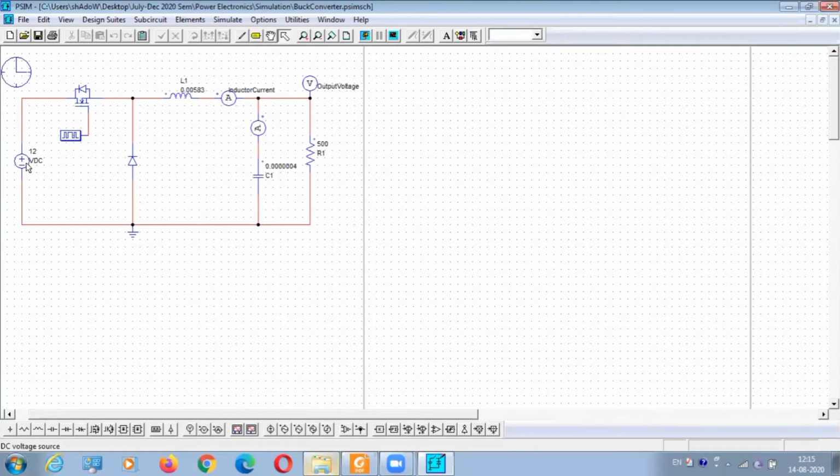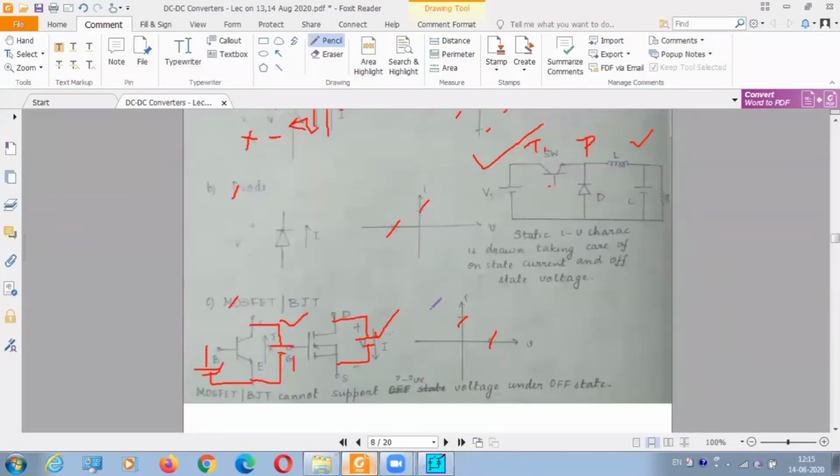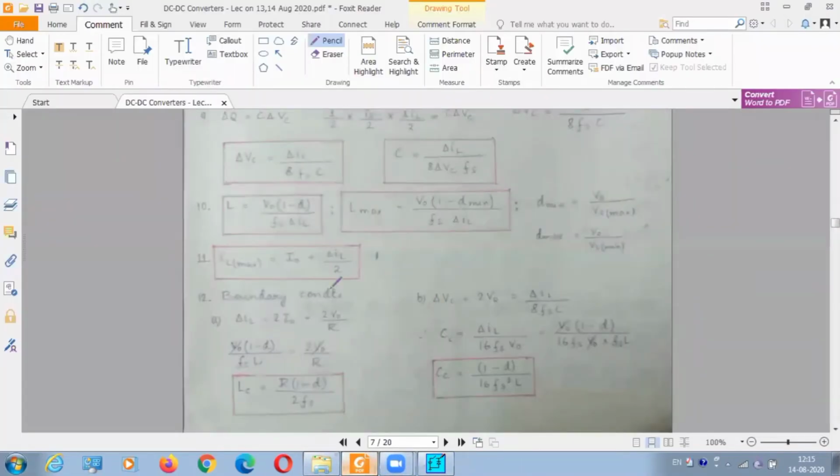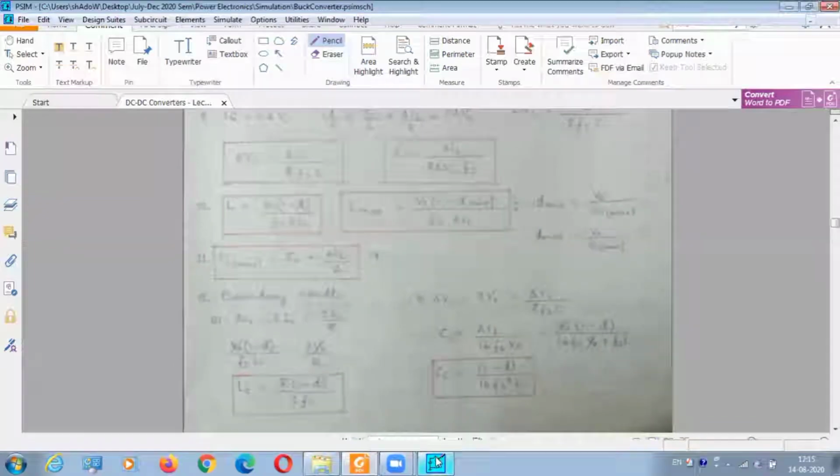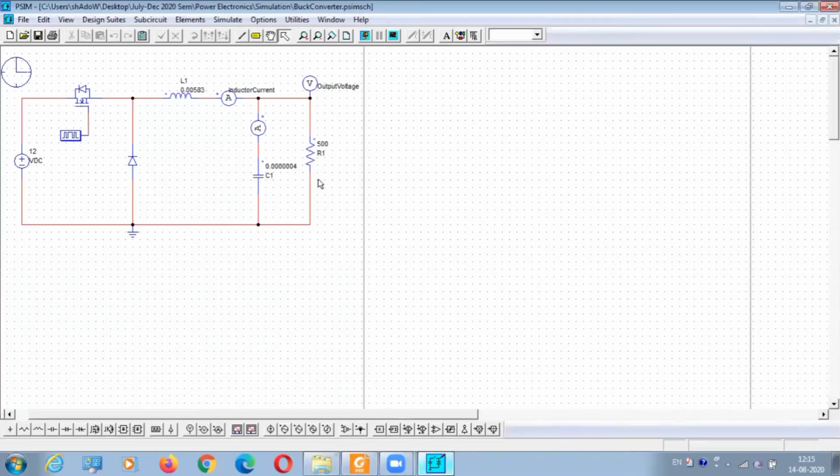The buck converter which I have simulated for your understanding. This is a 12-volt supply I have taken. All these calculations I have done using all the formulas which we have studied. In this PDF, all formulas are written. Using those formulas, I have calculated all these values.